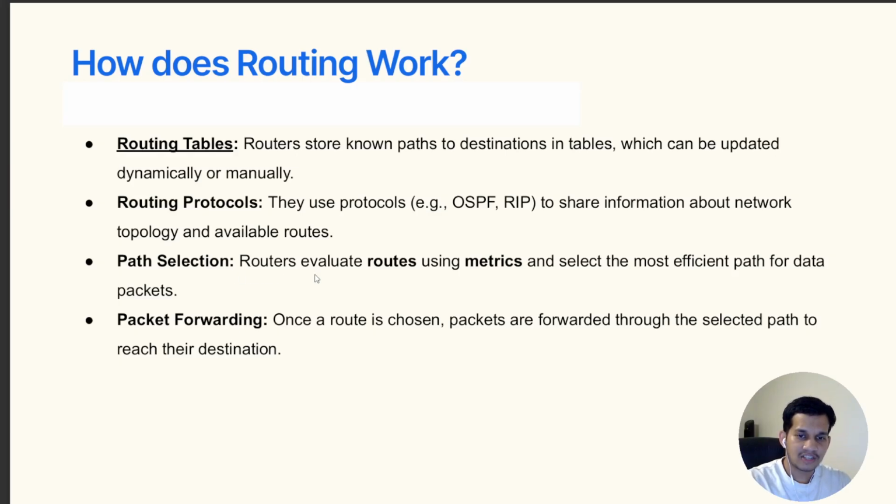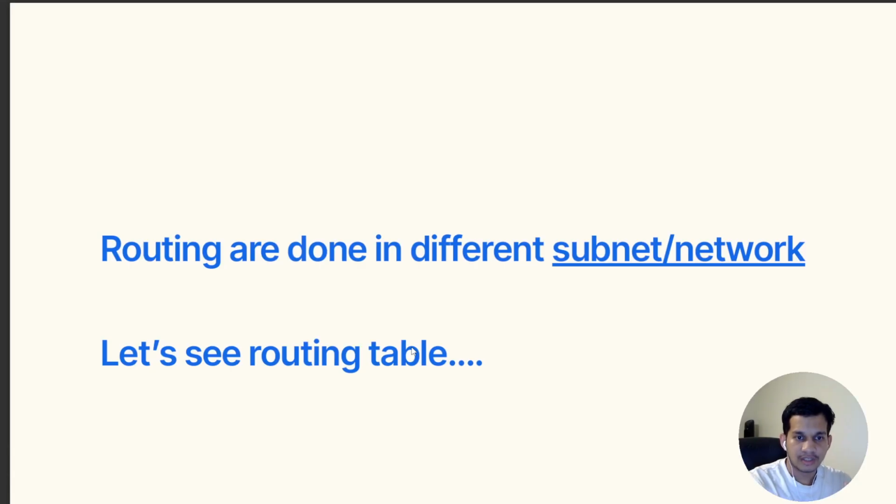Then path selection: the router evaluates routes using metrics and selects the most efficient path for the data packet. I'll also cover metrics and administrative distance in further slides. Then packet forwarding: once the route is chosen based on the metrics, the packet is forwarded through the selected path to reach the destination. So basically, based on the routing table and the metrics, it selects the path and forwards the packet in that direction. Routing is done between different subnets.